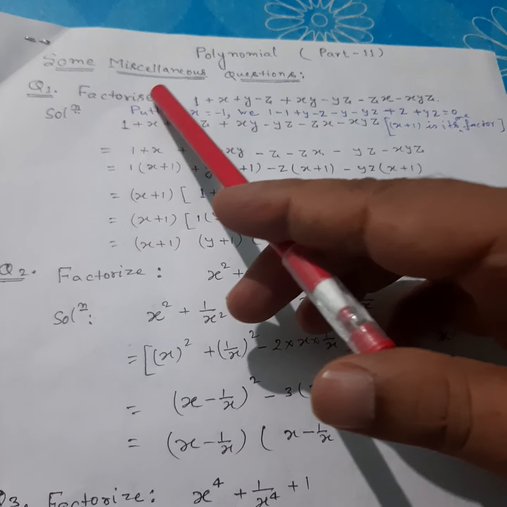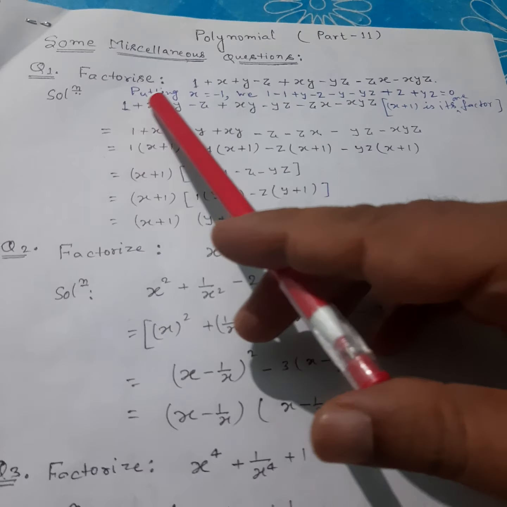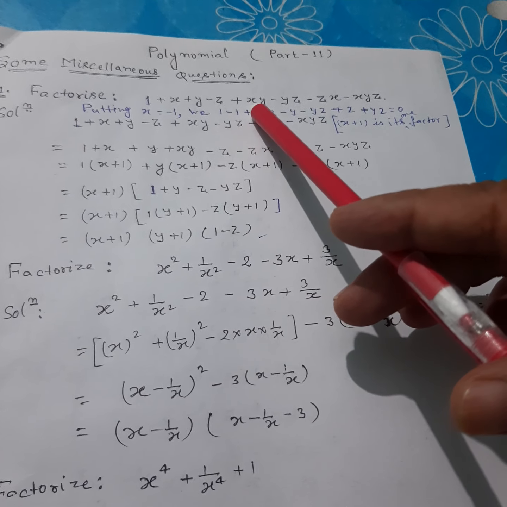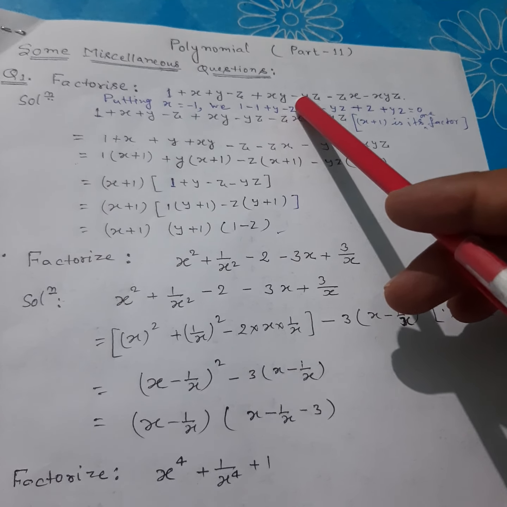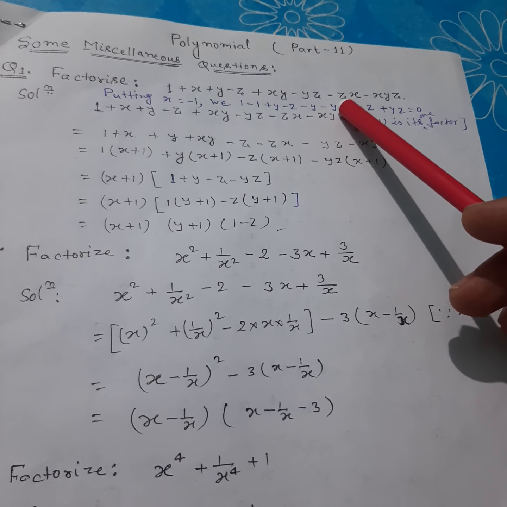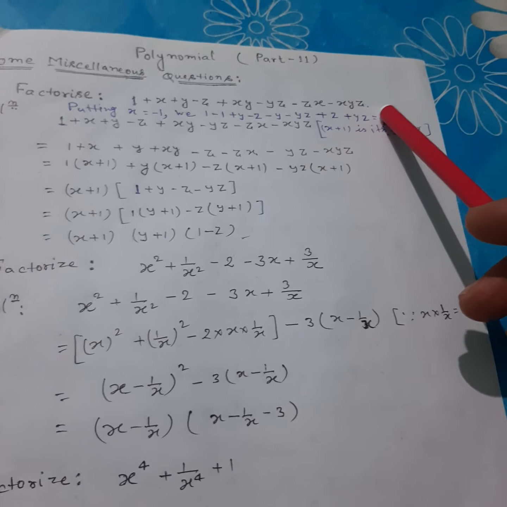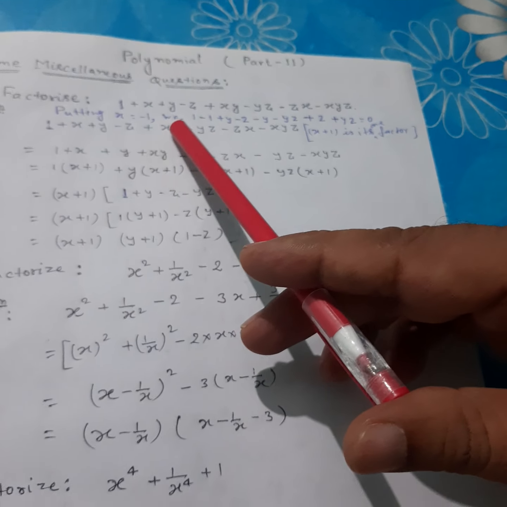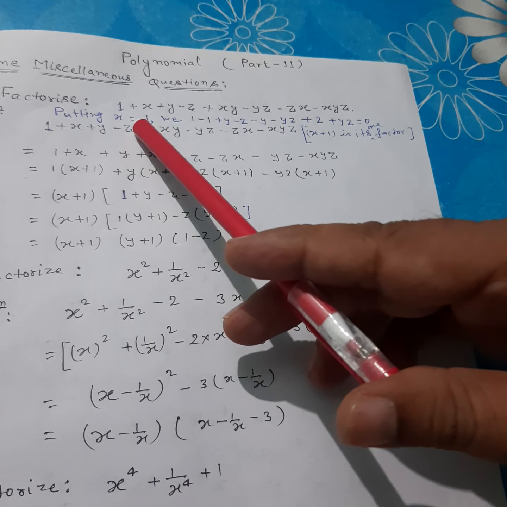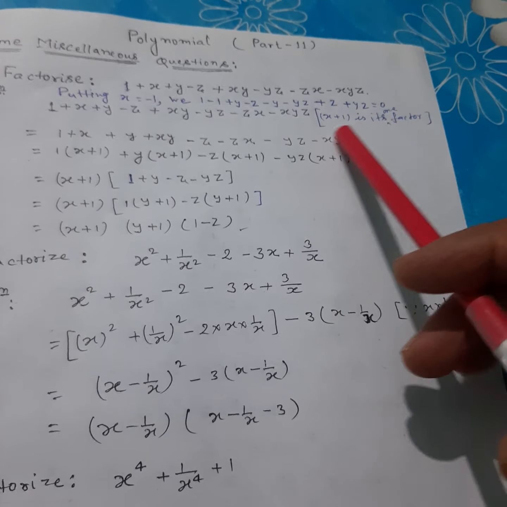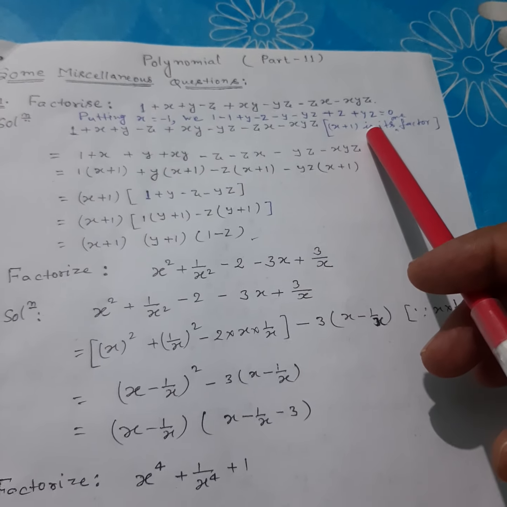Here we discuss some miscellaneous questions. Very first, we have to factorize 1 plus x plus y minus z plus yx minus yz minus x minus zx minus xyz. When we put x equals to minus 1, we get its value 0, as we observe in the expression. So it has one factor x plus 1.